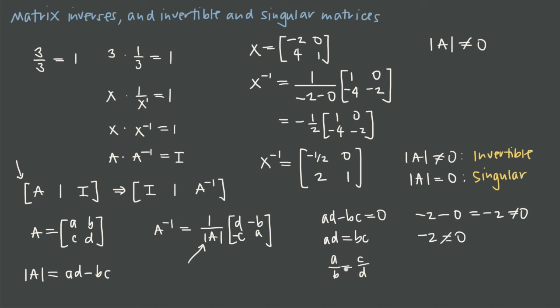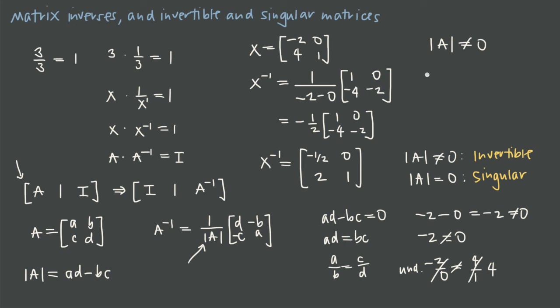Or this method here, A over B, those are the values from the first row of the matrix. I would get -2 over 0 is equal to C over D, the values from the second row of the matrix, 4 over 1. On the right-hand side here, I get 4. On the left-hand side, I get something that is undefined. Well, some undefined value is clearly not equal to the defined value of 4. So because this isn't true, I know that the matrix is invertible.